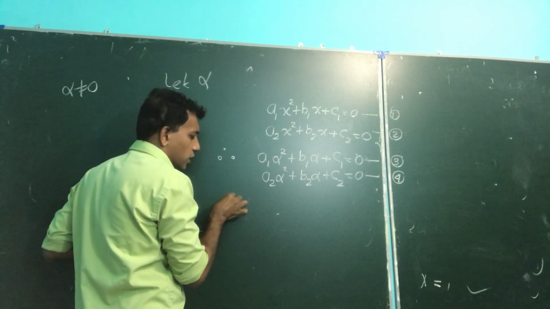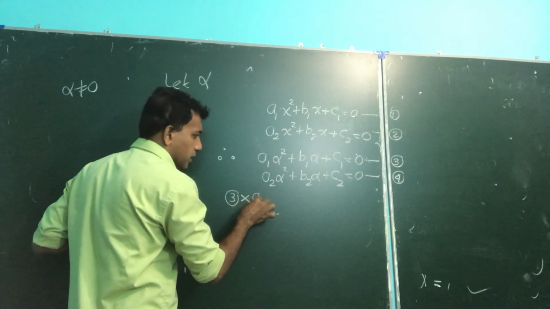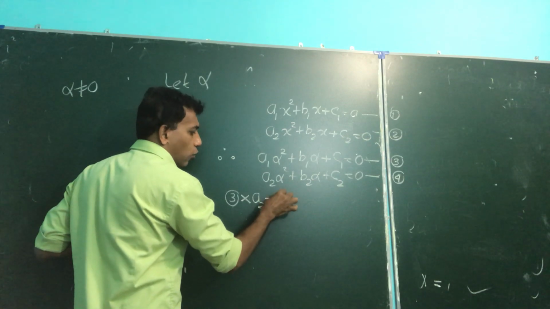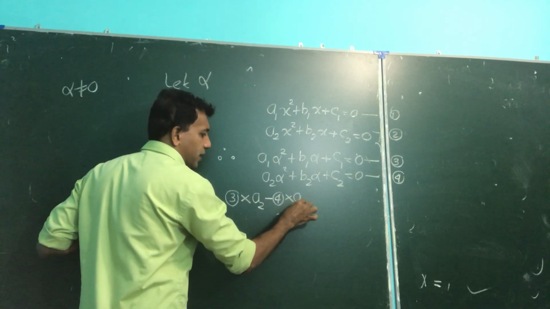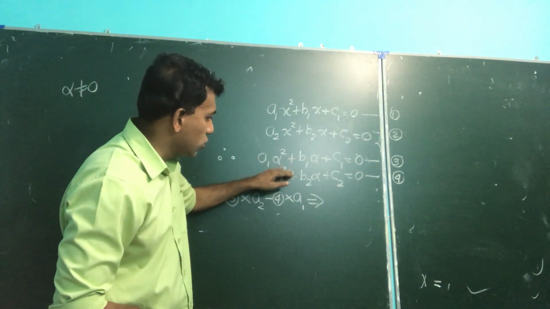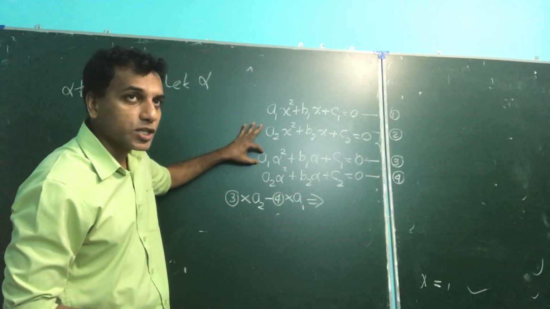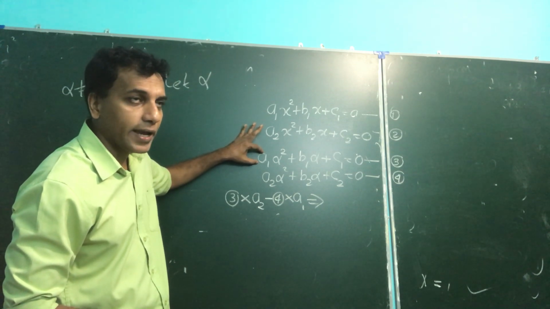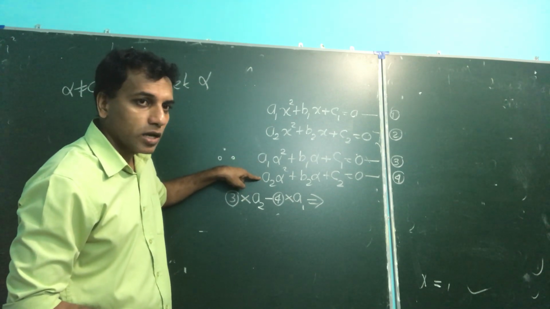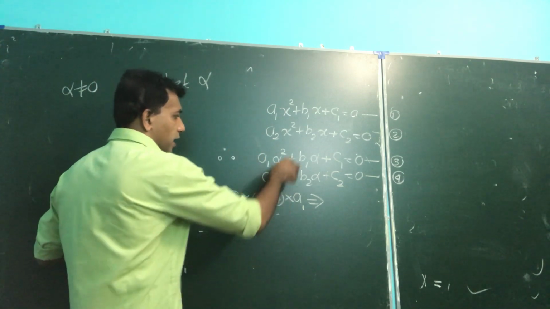Third equation multiply by a2, and subtract the fourth equation multiplied by a1. Okay, is it? This is the way of equating the coefficients. Make both the same coefficient, then subtract, no? First, the third equation multiplied by a2 gives a1 a2 alpha square; the fourth multiplied by a1 gives a1 a2 alpha square, subtract, right? So write the rest.